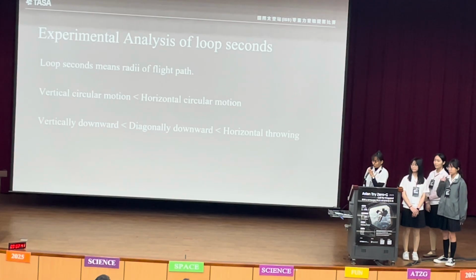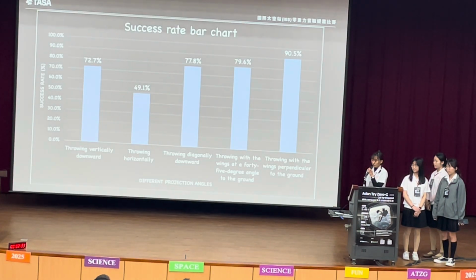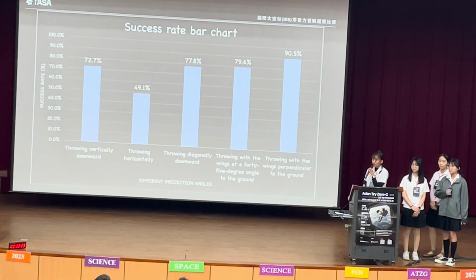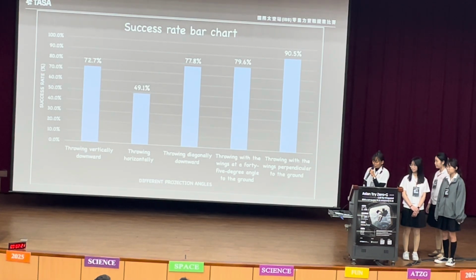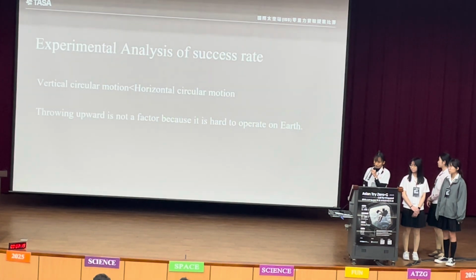Vertical throwing is more affected by gravity, so it is quicker than horizontal and diagonal throwing. For success rate, horizontal throwing struggles due to its sensitivity to small angle changes. It also faces greater gravitational resistance at release, leading to more failures and errors.